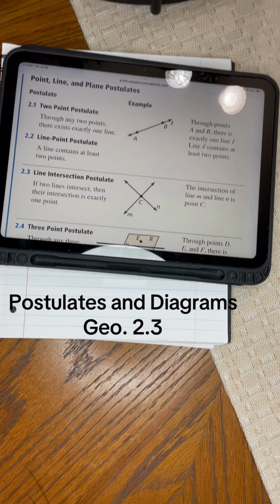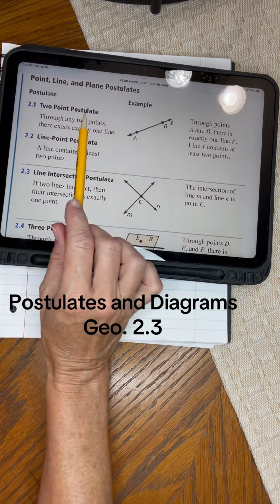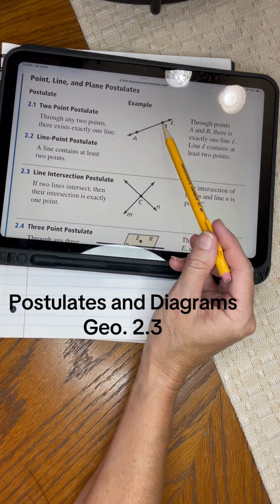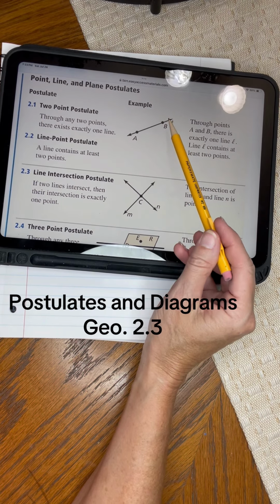I'm going to talk about some point, line, and plane postulates. Remember that a postulate is accepted to be true without any kind of proof. And there are several here. We've got the 2-point postulate, and that simply states that through any 2 points, there is exactly one line. So if you've got 2 points, you can draw a line between them.